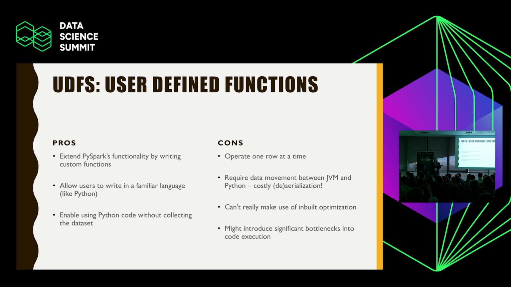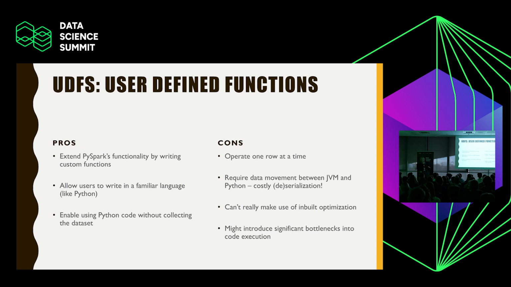And then you can just execute this code without collecting the data, right? So that's an amazing thing, probably. But they also operate one row at a time and require data movement between JVM and Python. Those of you with the formal training, you obviously know how Spark works internally, but basically it's Java underneath. And the movement of data from Java to Python doesn't come at zero cost, or it used to come at non-zero cost.